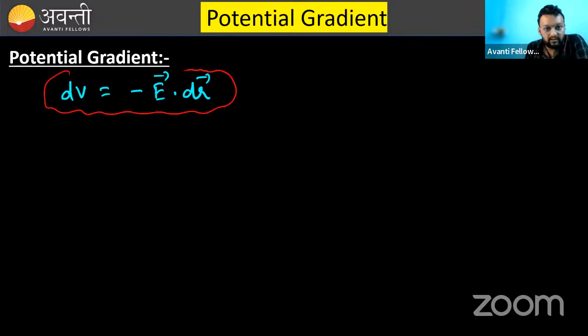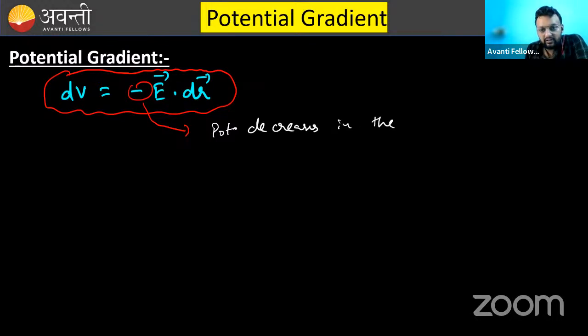What is it? The relation dV is equal to minus E dot dr. I will explain this in detail. First thing here, the negative sign. The negative sign tells potential decreases in the direction of field. It says potential decreases in the direction of field.